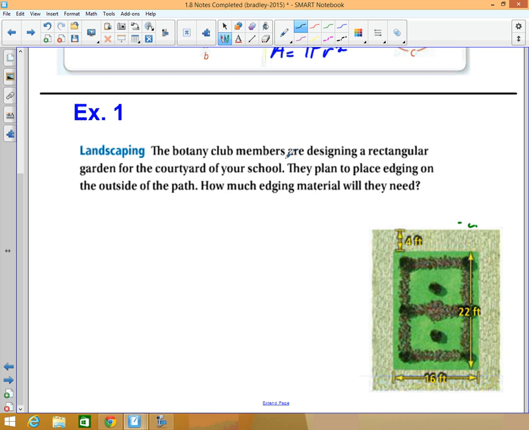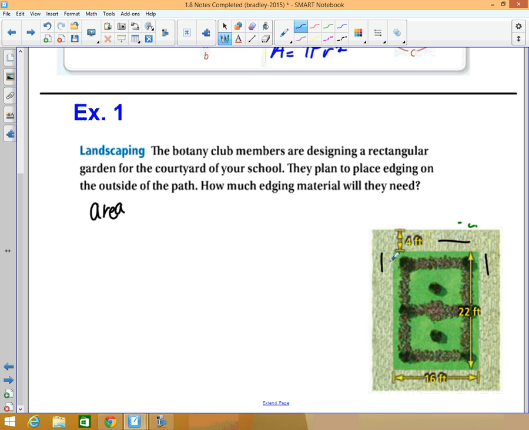The Botany Club members are designing a rectangular garden for the courtyard of your school. They plan to place edging on the outside path. How much edging material will they need? Okay, so they want to put edging right here on this outside, and they need to know how much edging material they're going to use. Okay, so it looks like this is asking for area of this section right here, going all the way around.